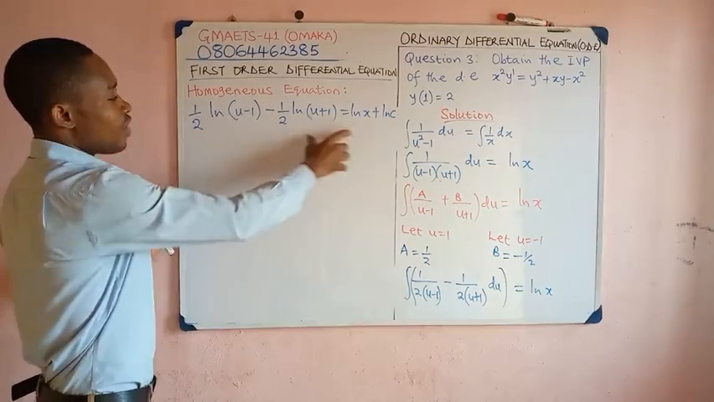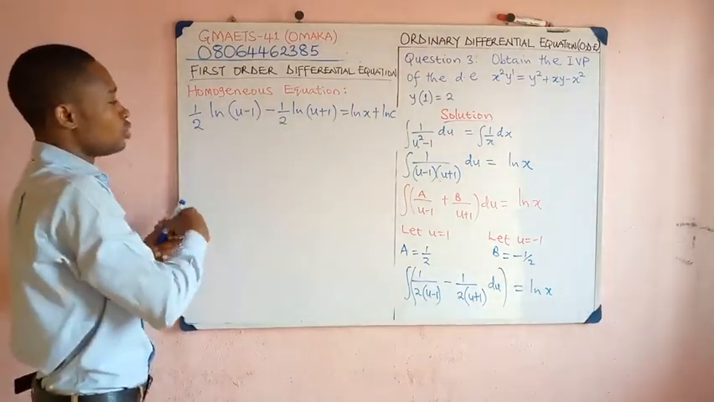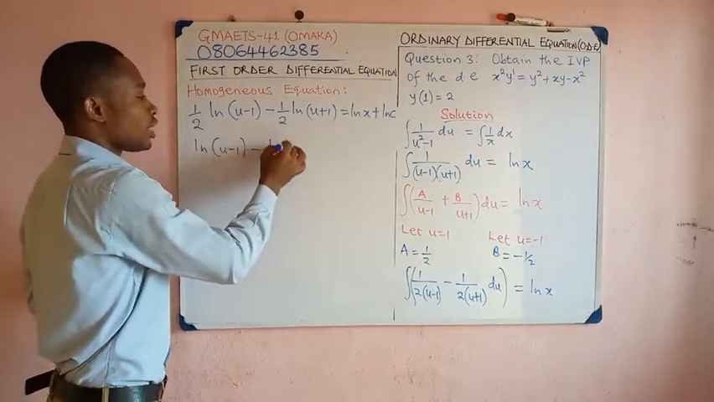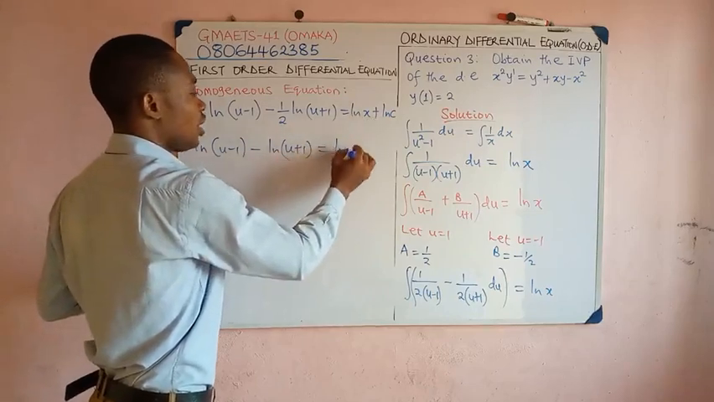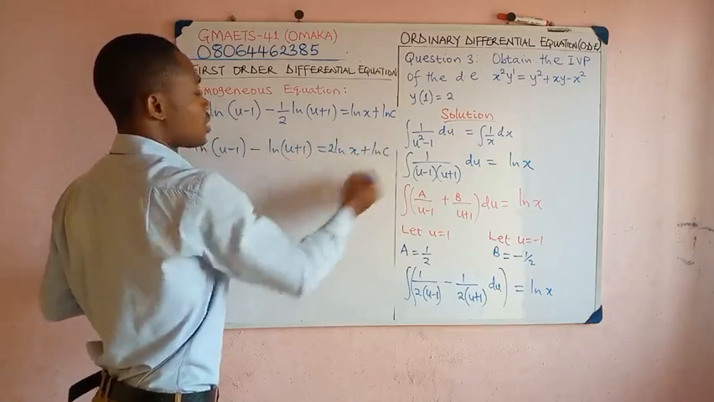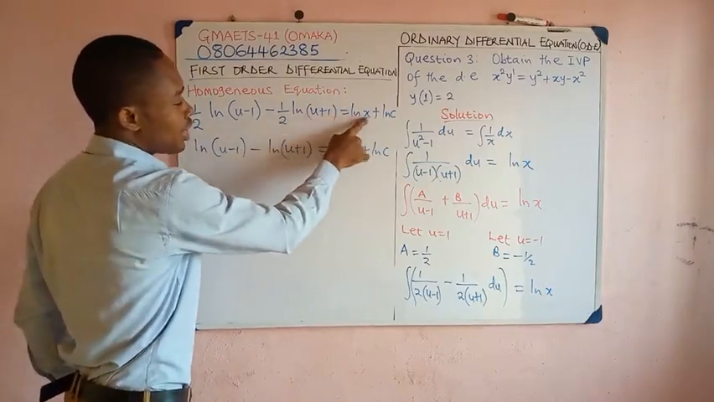And so from here, I will clear fraction here. If I clear fraction is to multiply through by the LCM, which is 2. That's going to give us ln u minus 1 minus ln u plus 1. Then equal to, this will give us 2 ln x plus ln c. Take note that if the LCM 2 multiplies this, you have 2 ln x.